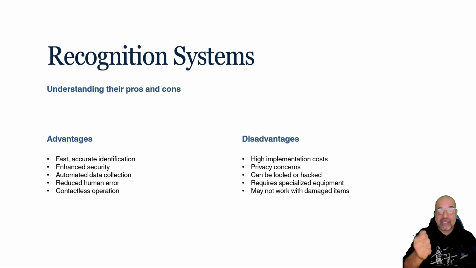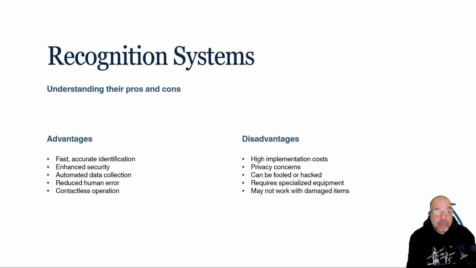Reduced human error. Again, if you're scanning things manually or writing things manually or one by one, then there is a factor of human error there. If you have, for example, 1,000 items to log, then it's going to take a long time. But if you use something like RFID, it's going to be much, much faster and way more accurate. Contactless operation. You don't have to physically take something and scan it if you're using RFID.